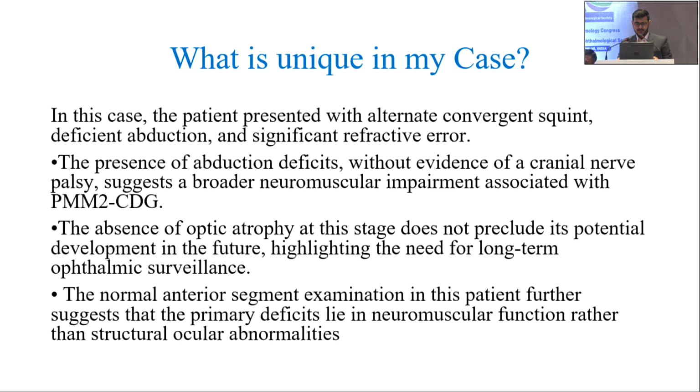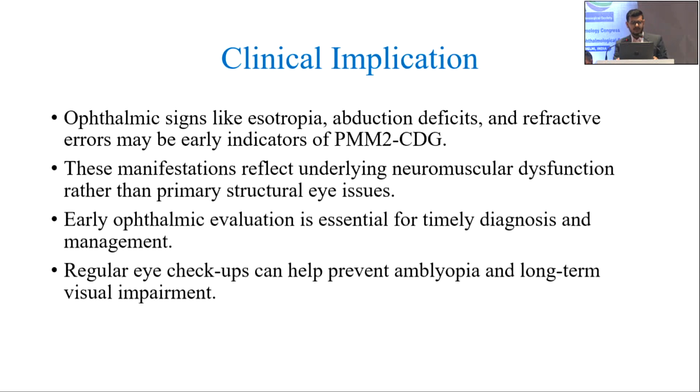The presence of abduction deficits without evidence of cranial nerve palsy suggests a broader neuromuscular impairment associated with PMM2 CDG disorders. The absence of optic atrophy at this stage does not preclude its potential development in the future, highlighting the need for long-term ophthalmic evaluation and surveillance. The normal anterior segment examination in this patient further suggests that the primary deficit lies in the neuromuscular function rather than structural abnormalities. Ophthalmic signs like esotropia, abduction deficits and refractive error may be early indicators of CDG.